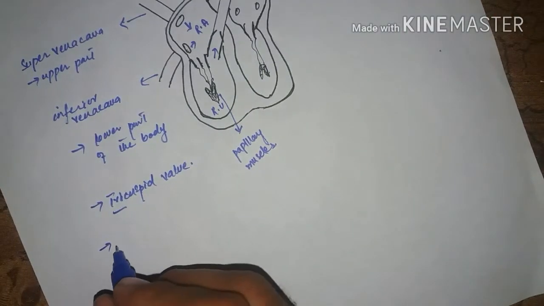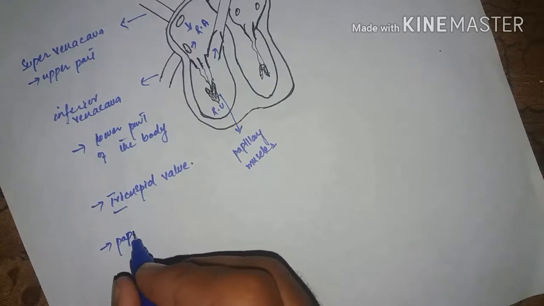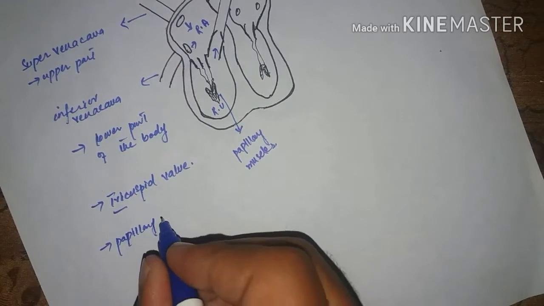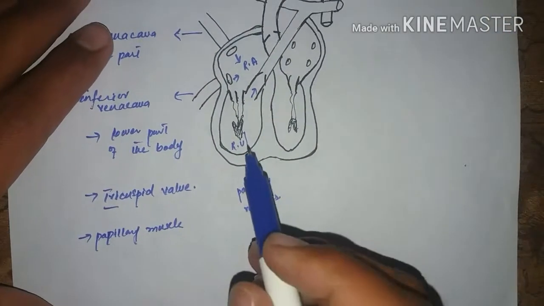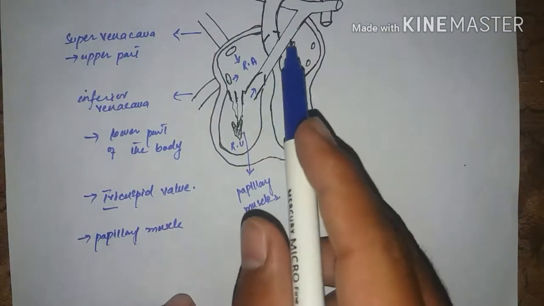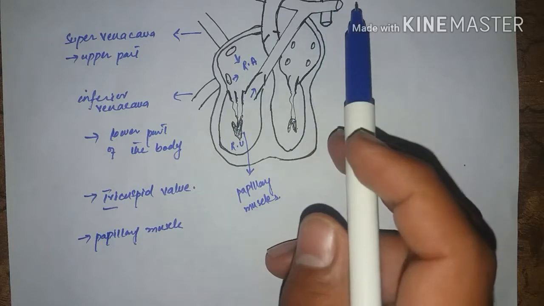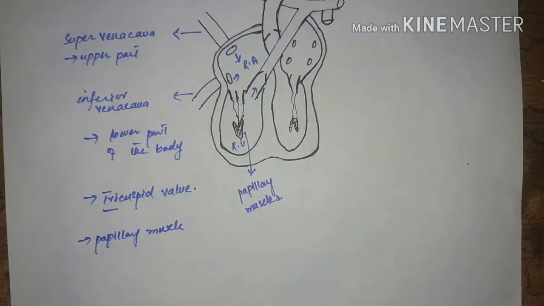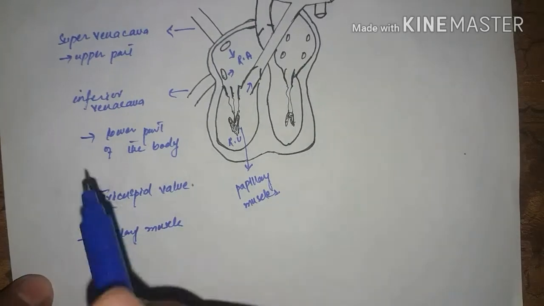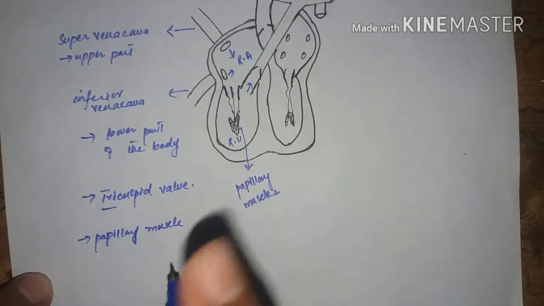With the help of papillary muscles, this valve is closed when the ventricles are pumping the blood to the lungs through the pulmonary trunk and pulmonary arteries.